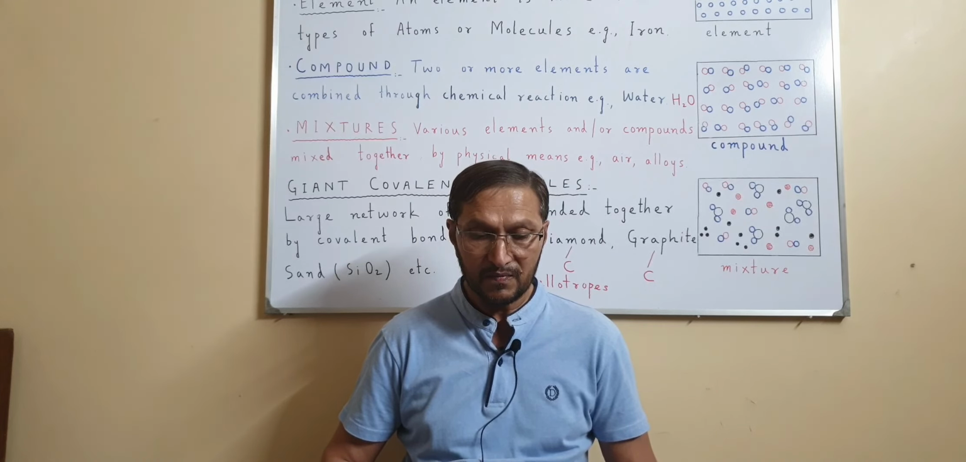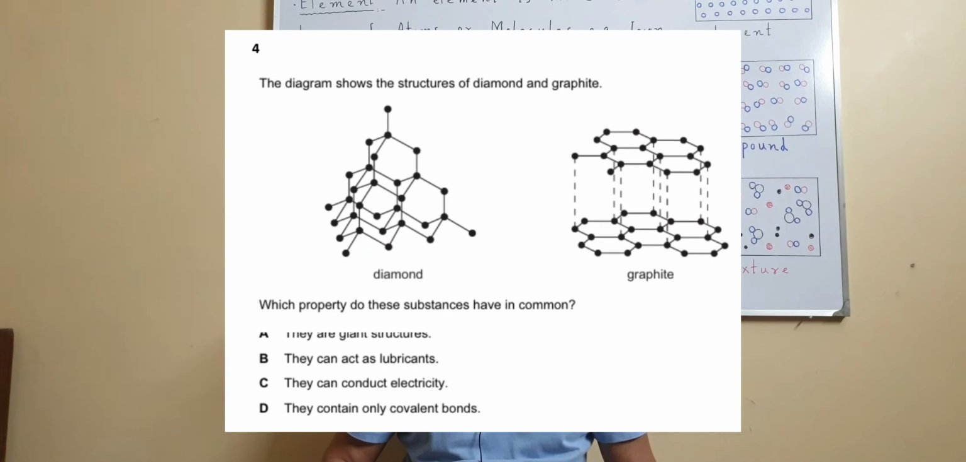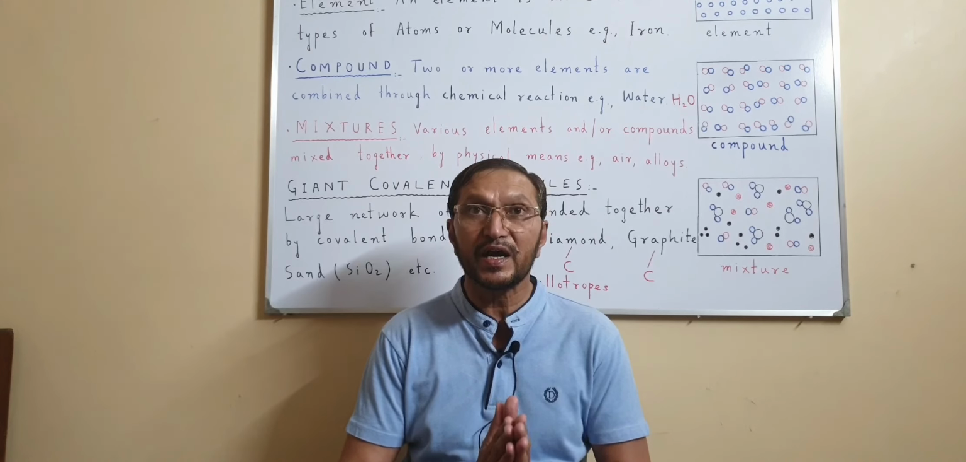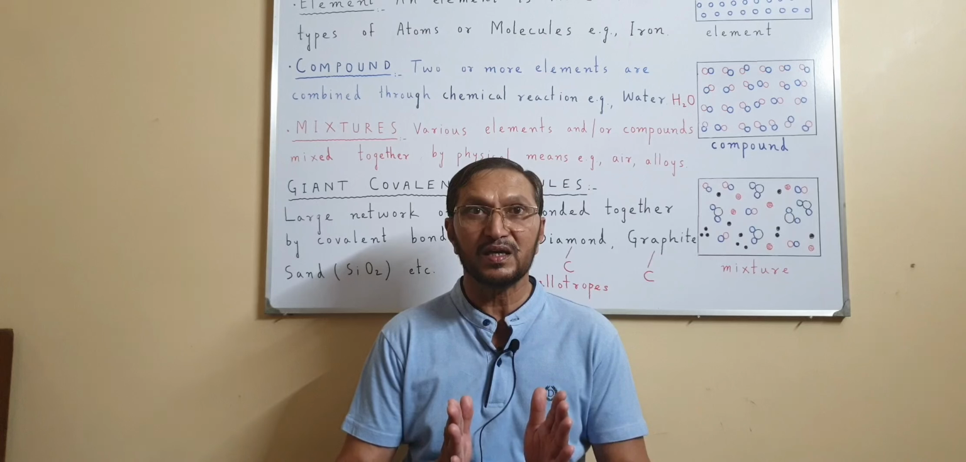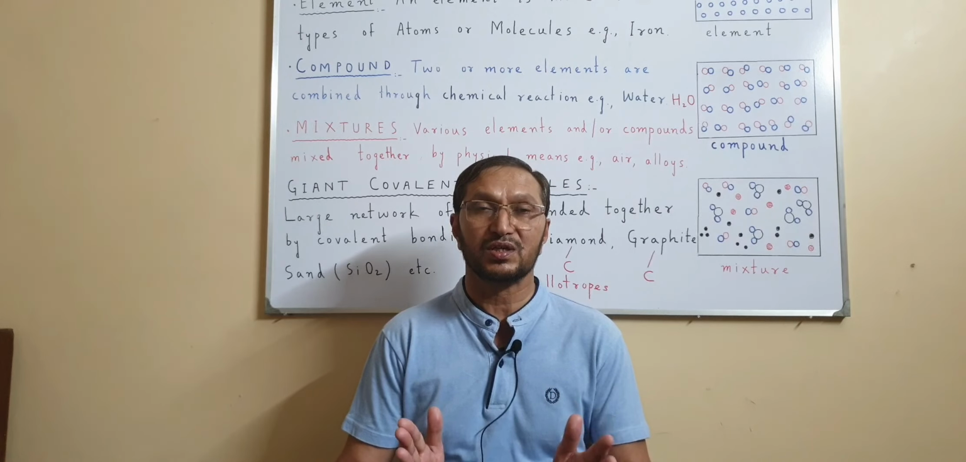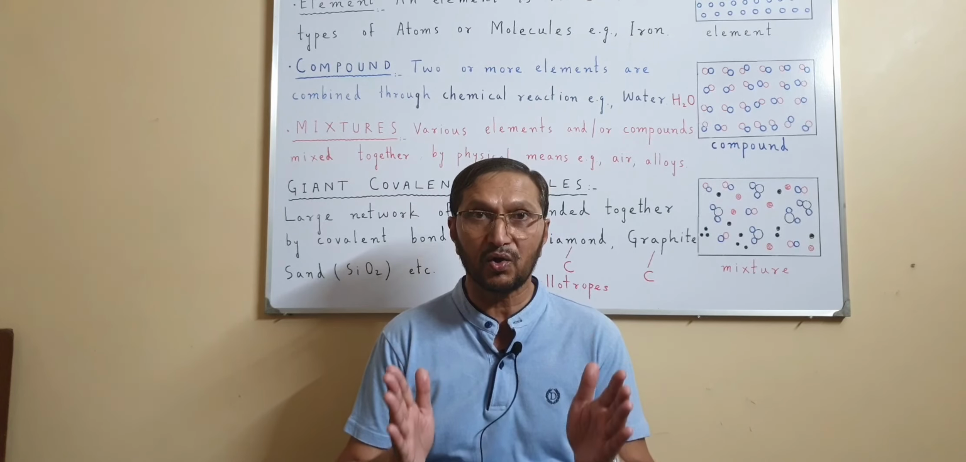Now next, the diagram shows the structure of diamond and graphite. Which property do these substances have in common? So this is option A. They are giant structures. Option A is not showing fully, but I am reading, they are giant structures. So both diamond and graphite are giant structures. They are macromolecules.